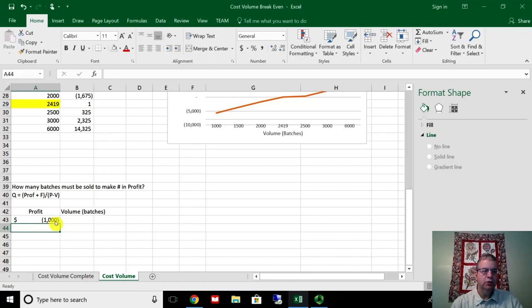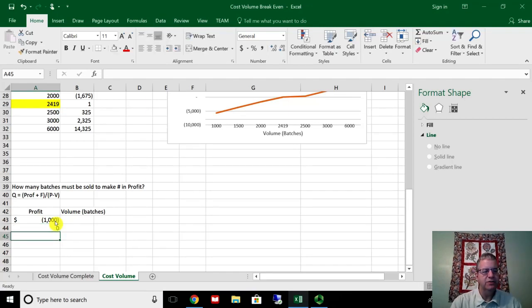Not that I would want to lose $1,000, but if I felt like, hey, we can handle losing $1,000 a month, we could do that for a couple months until this business gets up on its feet, but we couldn't really afford to lose much more than $1,000 a month. So I want to know how many batches of cupcakes do we have to make in order to only lose $1,000 a month.